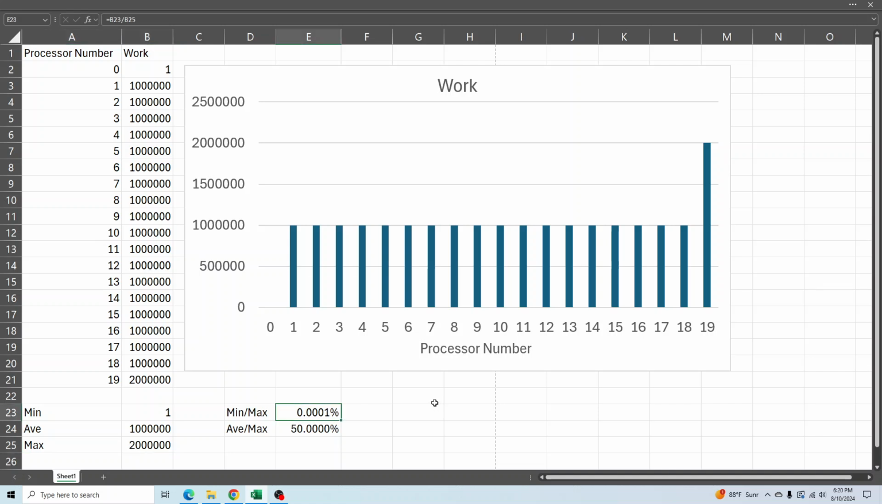And I hope I've convinced you that the min over the max is a meaningless efficiency metric, and that it should not be used. And thank you very much.